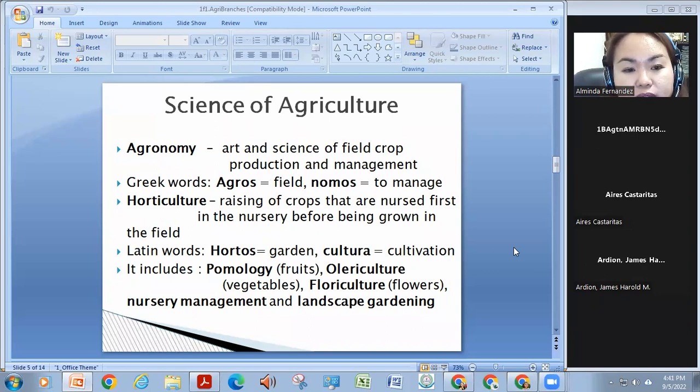Agronomy, art and science of field crop production and management. Okay, very good. And it comes from the Greek words agros, which means field, and nomos, which means to manage. Well, horticulture naman, James.